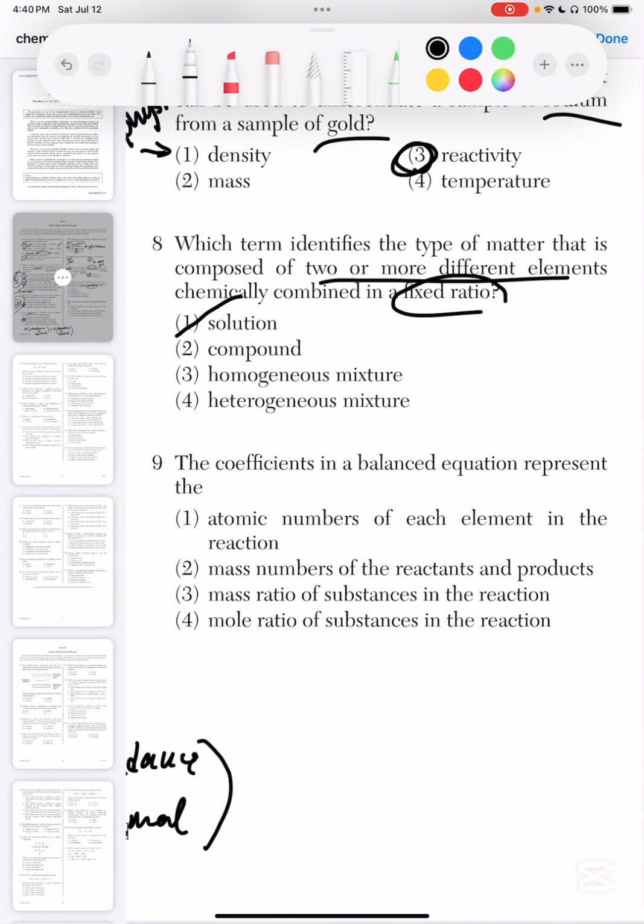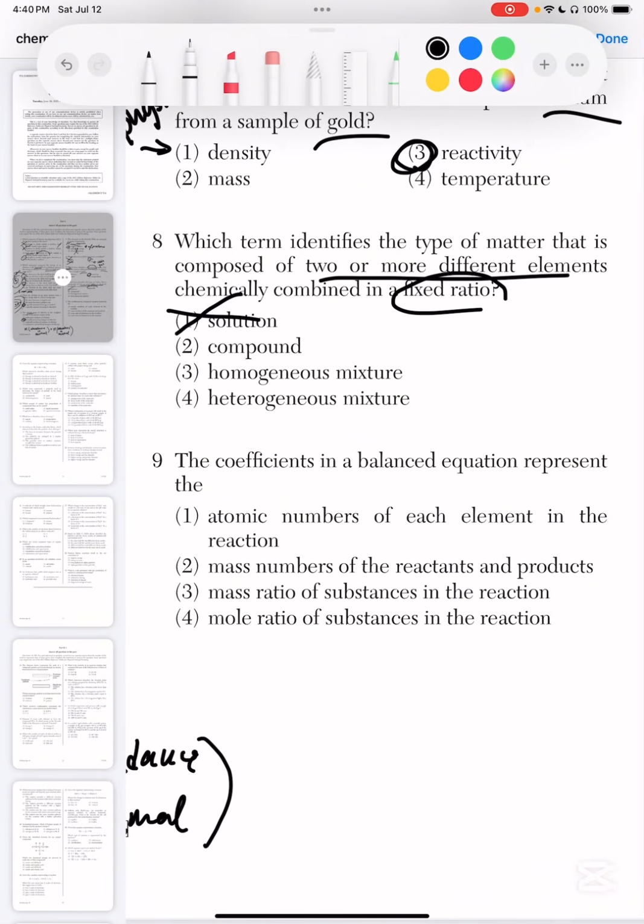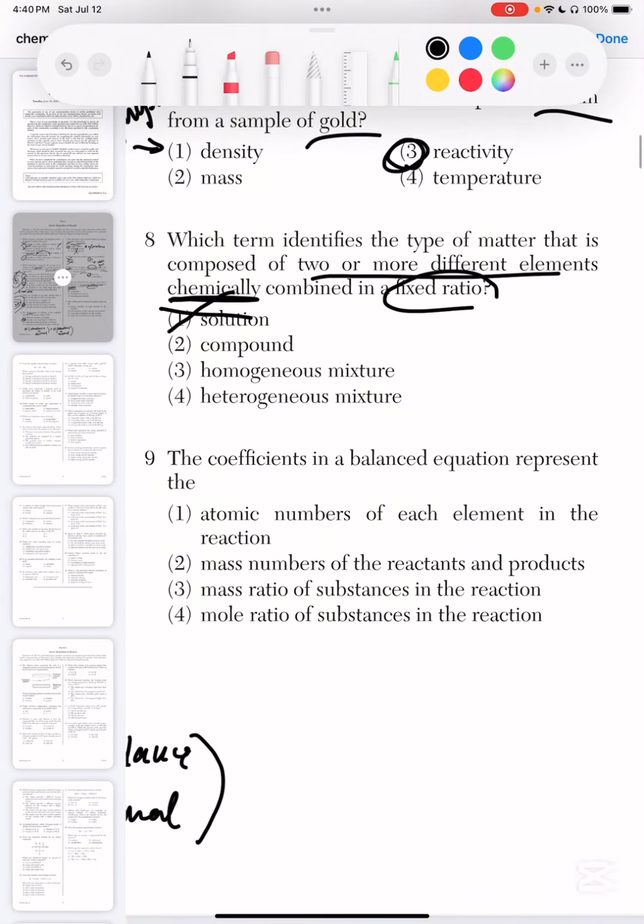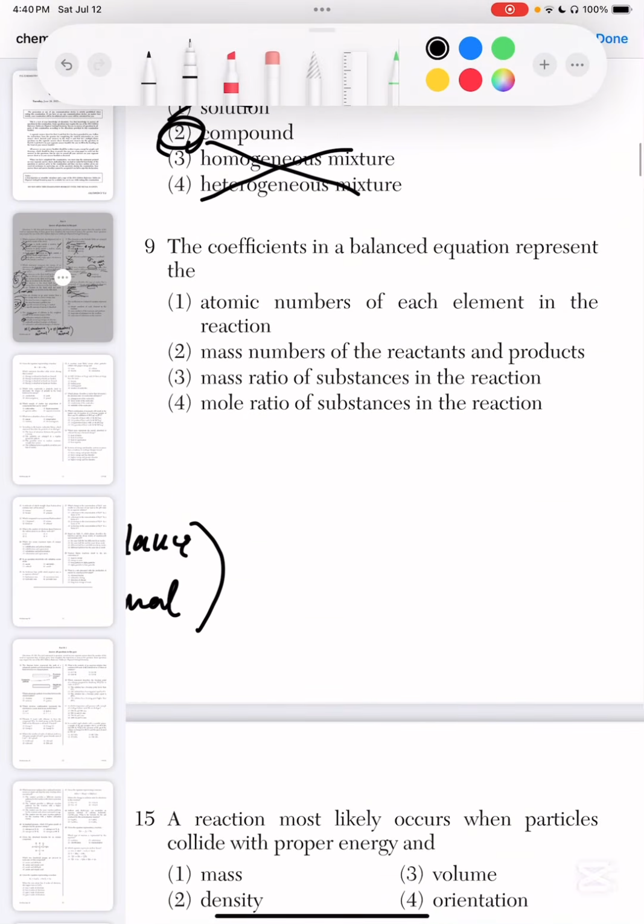Not a solution, because a solution can be different concentrations. It's two or more different elements chemically combined, so it's neither of these. And the fact that it tells you it's a fixed ratio, just based off of that, you can pick a compound, because that's what compounds are: two or more elements in a fixed ratio.